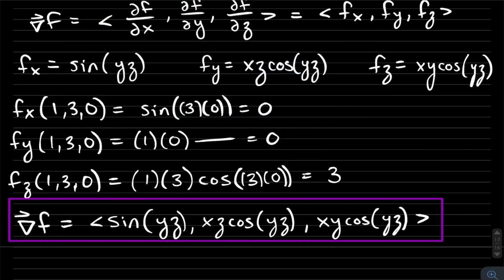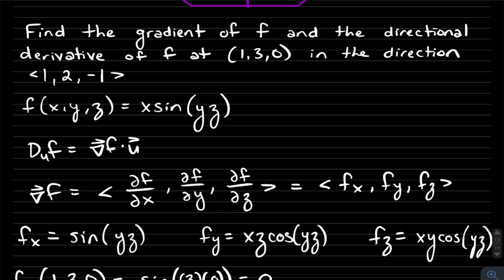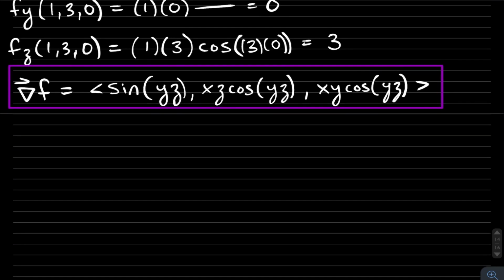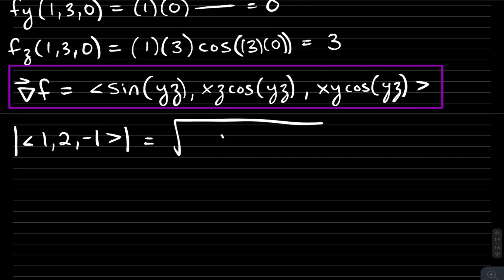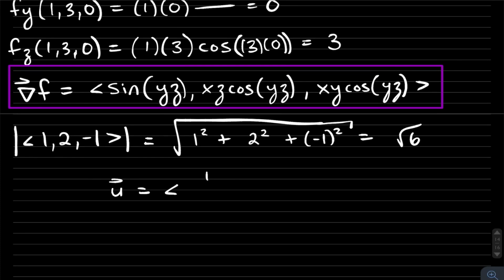Then we just have to dot this with a unit vector. And the direction is 1, 2, -1. And so let's find a unit vector in that direction. We take the square root of the sum of the squares. This gives us the square root of 6, I believe. And then we are just going to write our unit vector as 1 over the square root of 6, 2 over the square root of 6, -1 over the square root of 6.